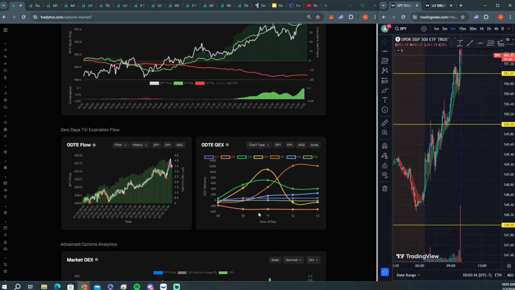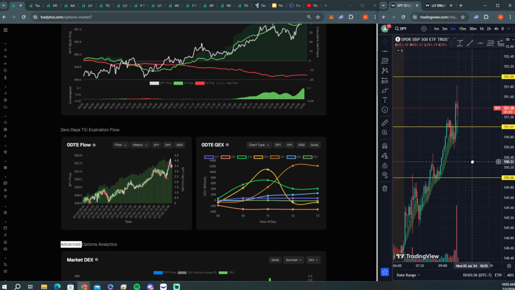Today's a little bit weird because it was a half day, but that's an example right there where it didn't work. This one right here, 548. See how it was negative and it just flatlined the whole day and never moved. Then you had 551, saying that it could get there and stop there.